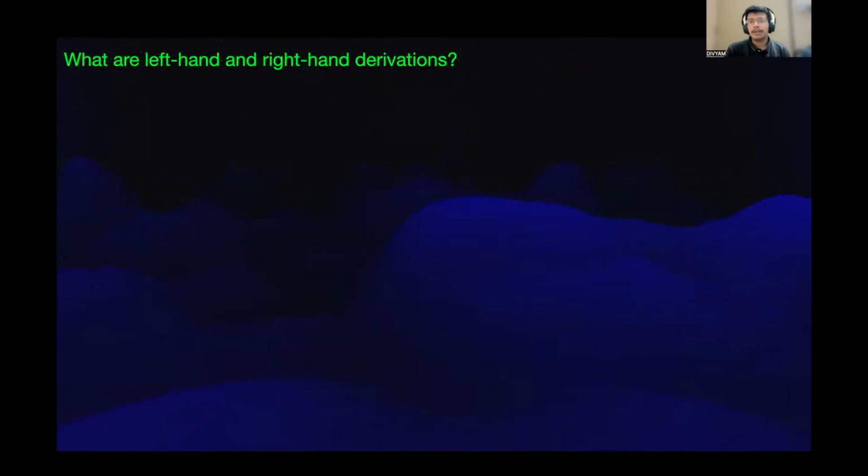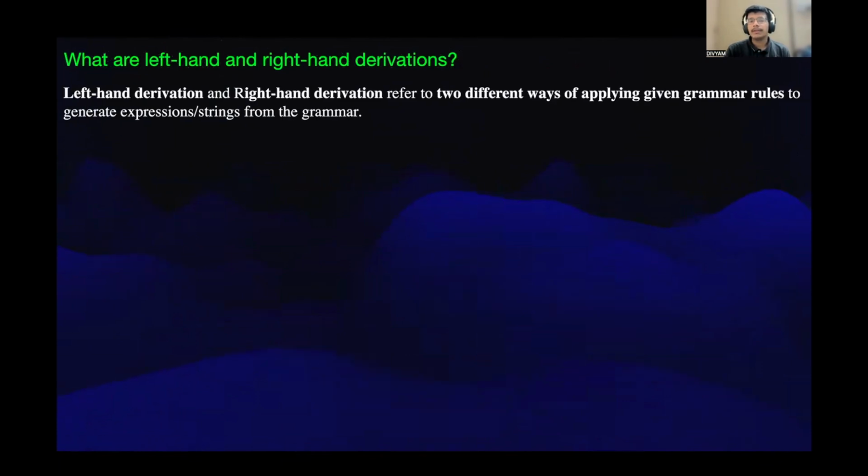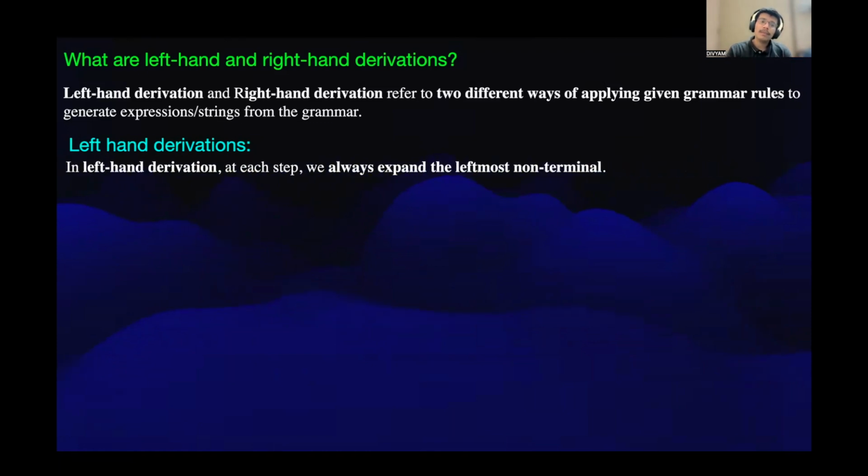Now, what are left-most and right-most derivations? These are two ways of applying a given grammar to generate expressions or strings. Specifically, in left-most derivations, at each step, we always expand the leftmost non-terminal.